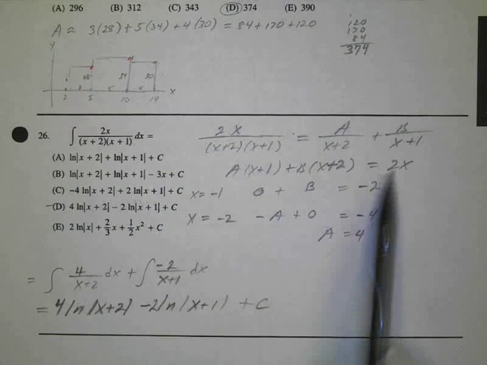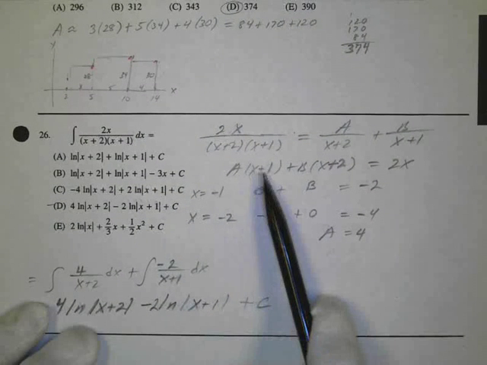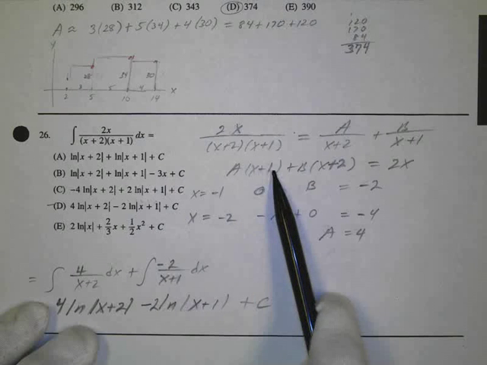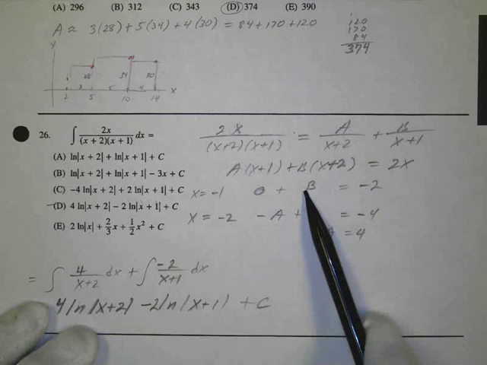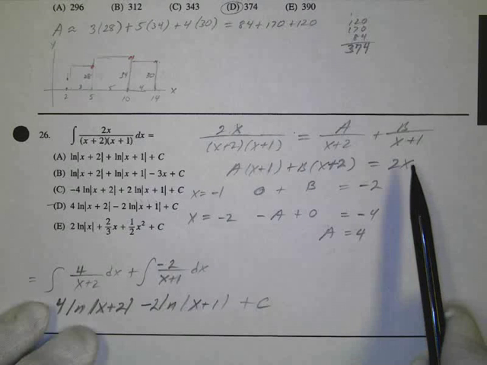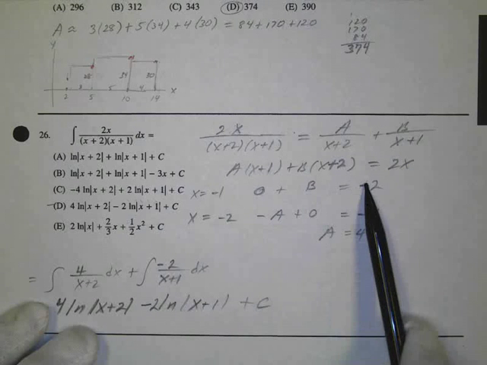And then we just go ahead and try to find some values that are going to get one of the variables to disappear. So when x is negative 1, negative 1 plus 1 is 0. So my a goes out. So I've got b times negative 1 plus 2, which is 1. And if I put negative 1 in here, 2 times negative 1 is negative 2. So b equals negative 2.